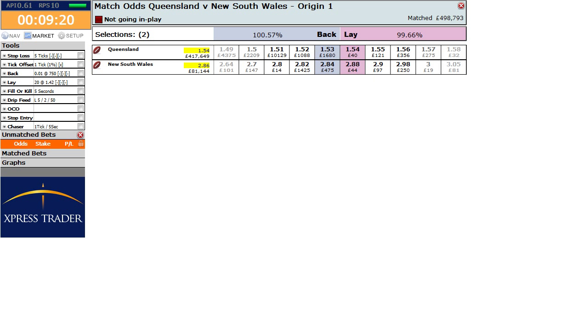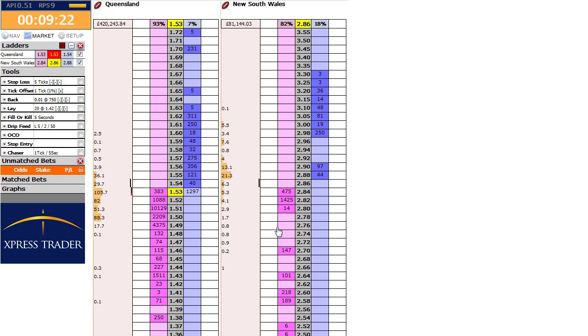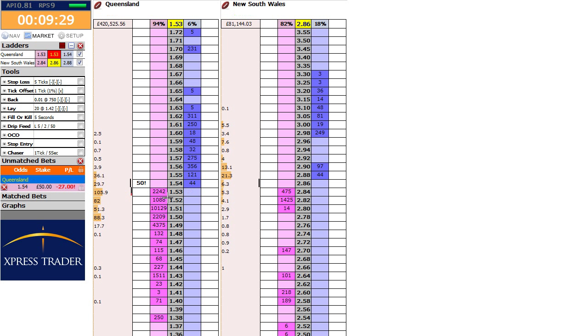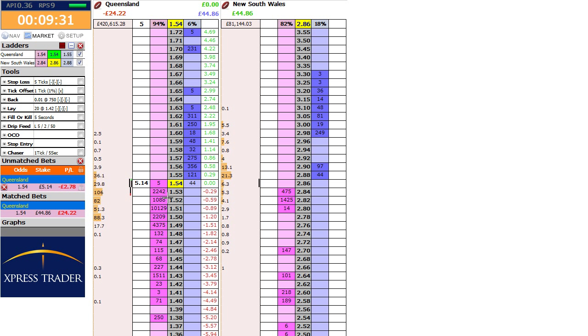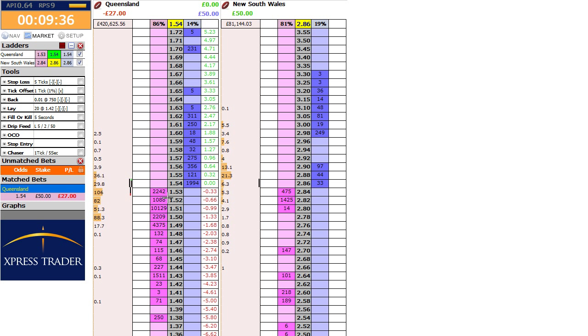Looking at this game in the Australian Rugby League State of Origin Game 1, I rate these two teams very close. 1.75 for Queensland would be my price. They're 1.54, so I just have to take them on at that price. I think they're bad value. You've got some players missing, so I'm going to lay them for £50 at 1.54.